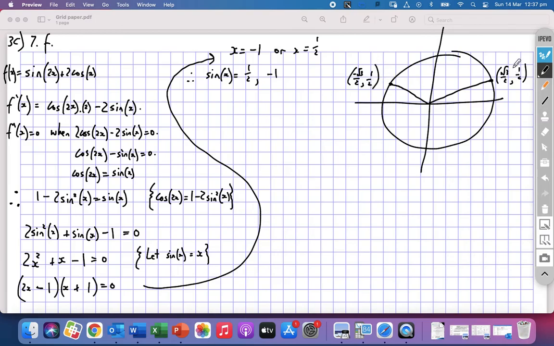I know the pen's not very good. You know, it's just really fiddly to use.